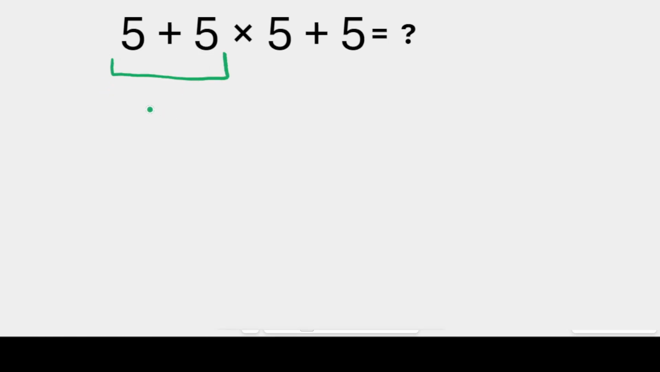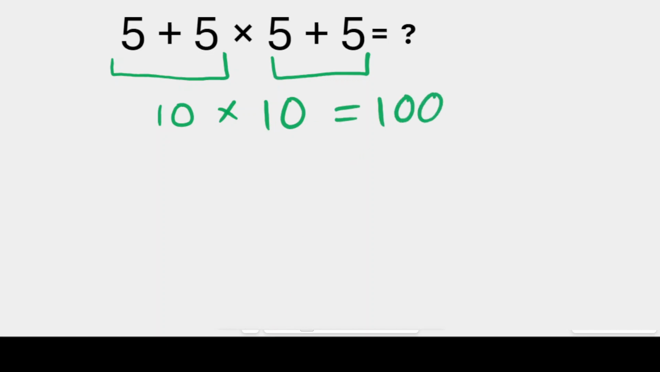5 plus 5 we will get 10, into 5 plus 5 we will get 10. 10 into 10 we will get 100. But this answer is wrong. We can discuss another common mistake most people will make.